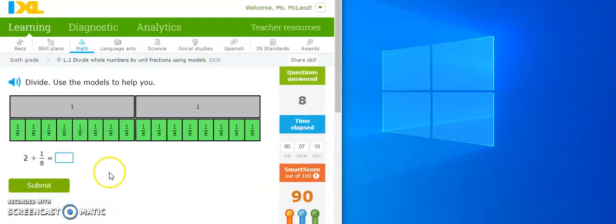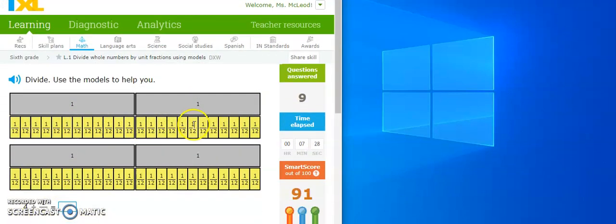Let's look at the challenge zone. So again, even in the challenge zone, I can still just count them across, knowing that it's 8 over here for this whole, but I have 2 divided by 1/8, so 2 divided by 1/8 is going to be 16, because I counted all of these boxes, and it gives me 16.